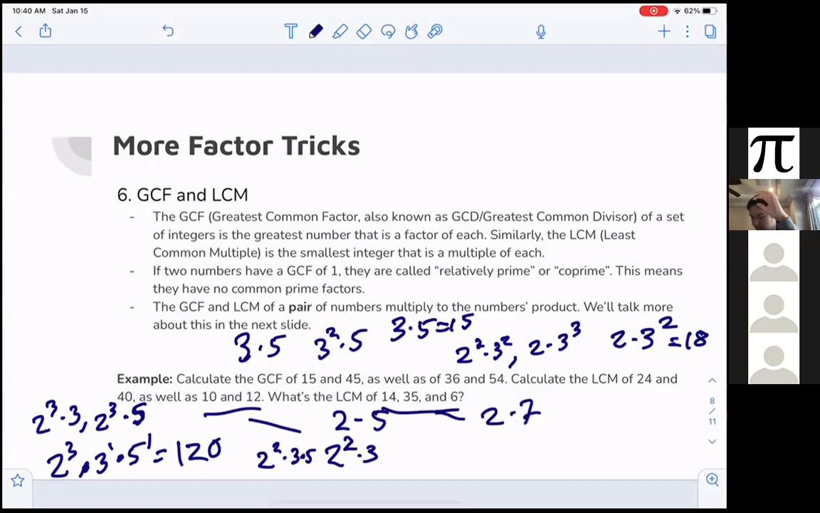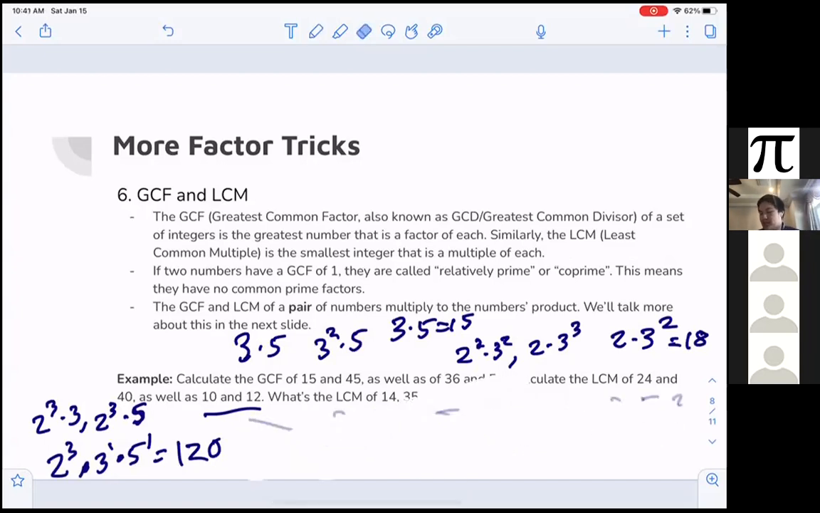This is 2 times 7, 5 times 7, 2 times 3. Maximum power of 2 is 2. Maximum power of 3 is 3. Maximum power of 5 is 1. Maximum power of 7 is 7 to the 1. So 2 times 3 times 5 times 7 is 210. Of course, the method to find GCF and LCM generalizes to any amount of numbers.